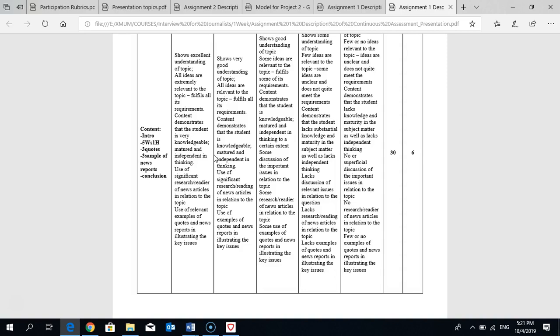Use of significant research, of news articles in relation to the topic. Use of relevant examples of quotes and news reports in illustrating the key issues. Someplace in there, oh, right here, it says 3 samples of news reports, 3 quotes. So you're supposed to be analyzing the news reports and show some quotes that maybe illustrate your point. Like if you think it's biased reporting or something, you can pull out a quote and use that to demonstrate that.